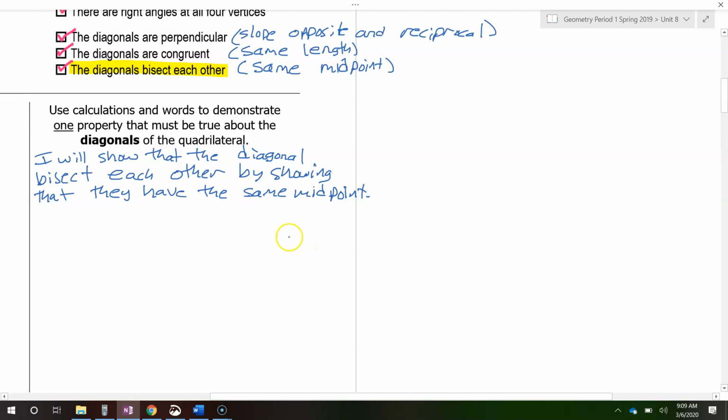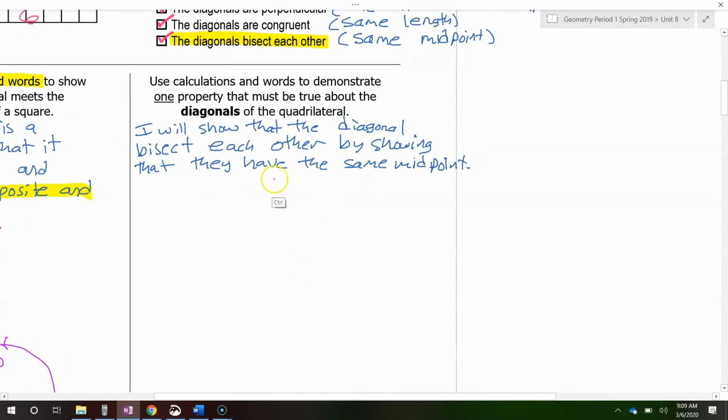So that's my introduction. Let's show that they have the same midpoint. So now in the main body, we're going to do what we actually said we were going to do.